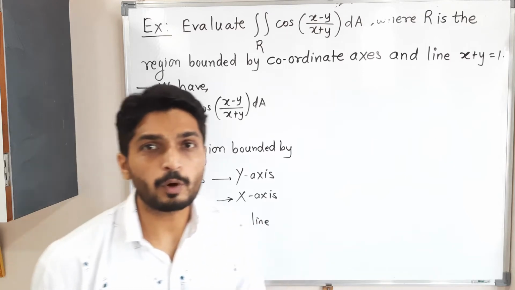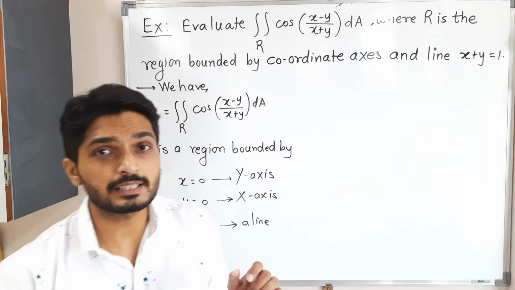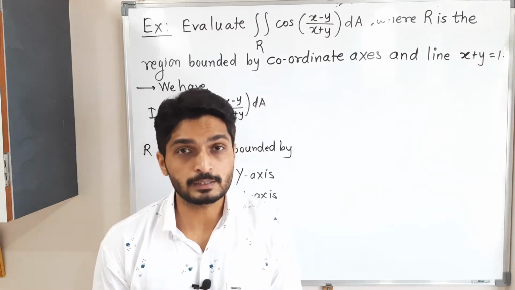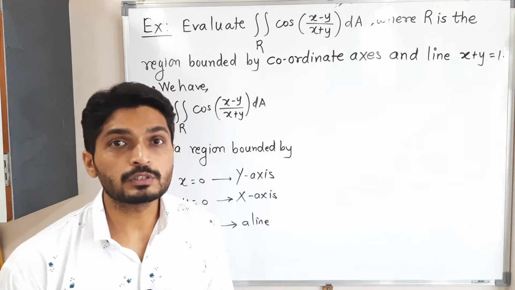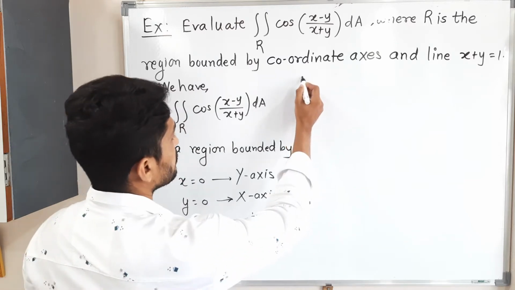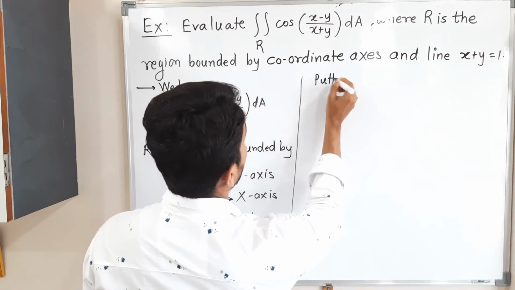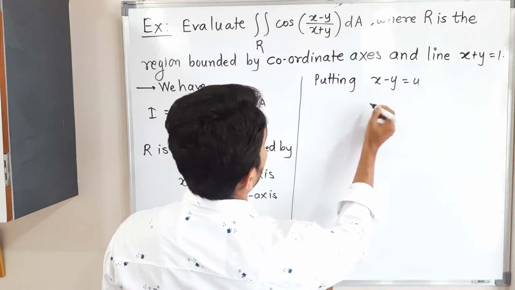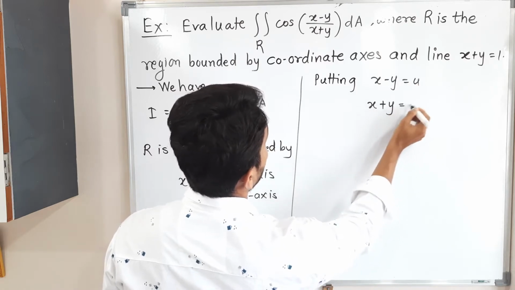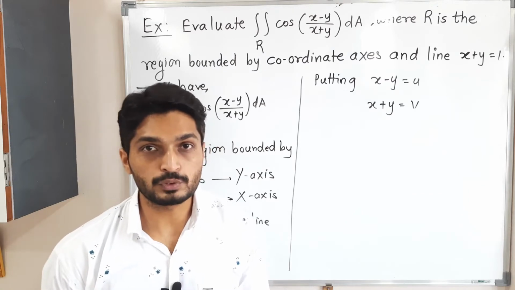If you solve this problem directly, it will be very difficult, since if you see the integral, there is x minus y upon x plus y. So what will I do? I am going to use substitution here. I am going to put x minus y is equal to u and x plus y is equal to v. To make this integral simpler, I have used this substitution.